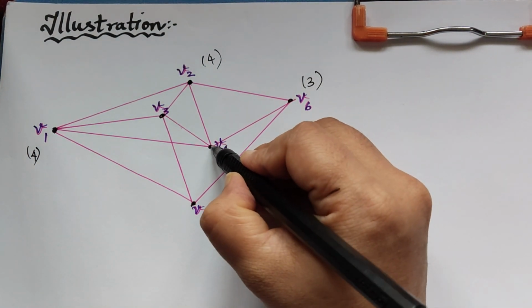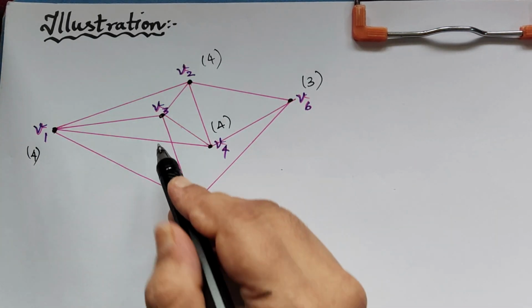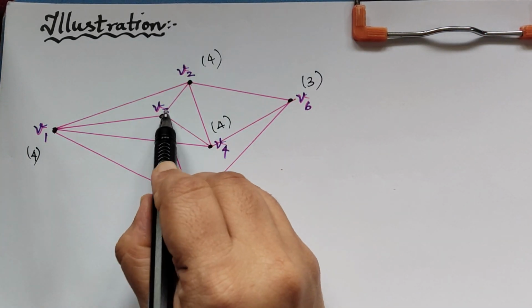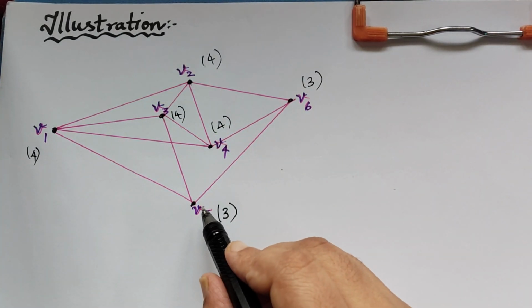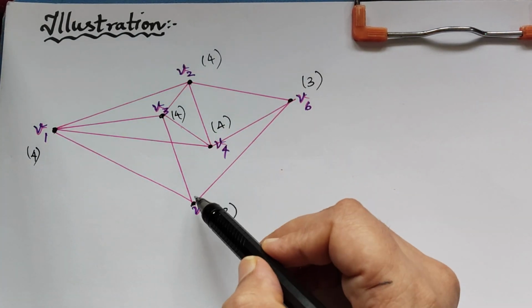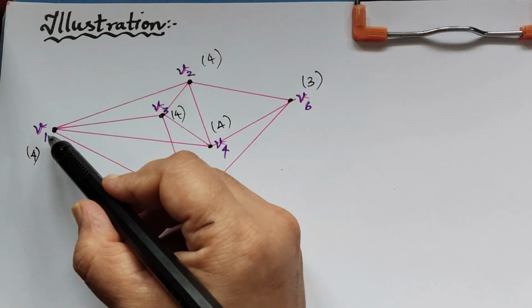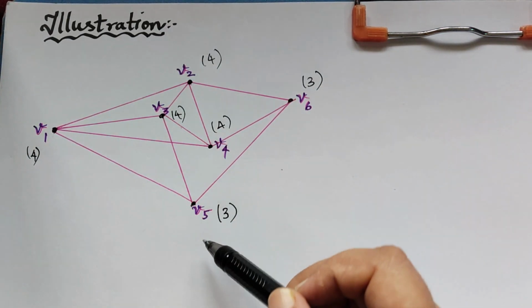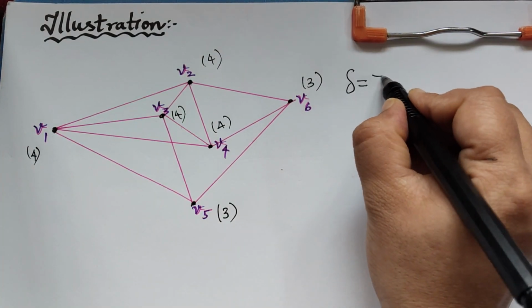And what about the degree of vertex v4? 1, 2, 3, 4. So this is 4. So all the vertices have degree at least 3 or more than 3. Here the degree is at least 3, and here the degrees are 4, which is greater than 3 but not lesser than that. So we can say that the minimum degree delta is equal to 3.